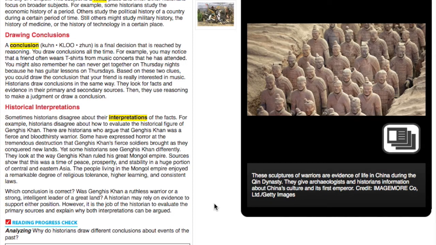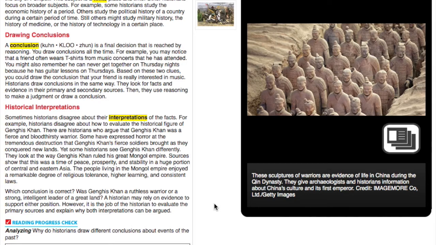Drawing conclusions. A conclusion is a final decision that is reached by reasoning. You draw conclusions all the time. For example, you may notice that a friend often wears t-shirts from music concerts that he has attended. You might also remember that he can never get together on Thursday nights because he has guitar lessons on Thursdays. Based on these two clues, you could draw the conclusion that your friend is probably interested in music.